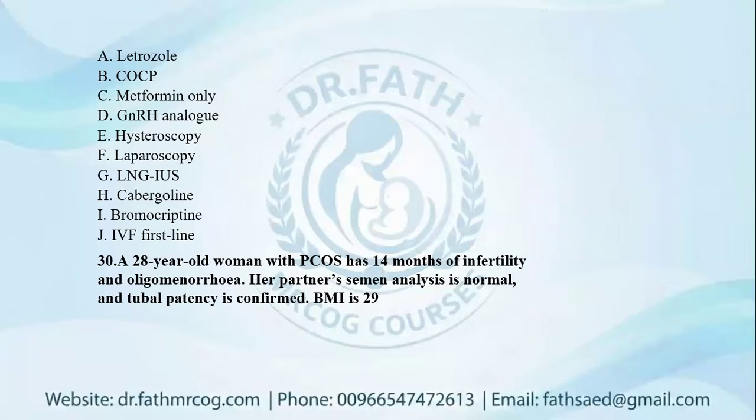Yeah, Dr. Sana. A 28-year-old woman with PCOS has 14 months of infertility and oligomenorrhea. Her partner's semen analysis is normal and tubal patency is confirmed.